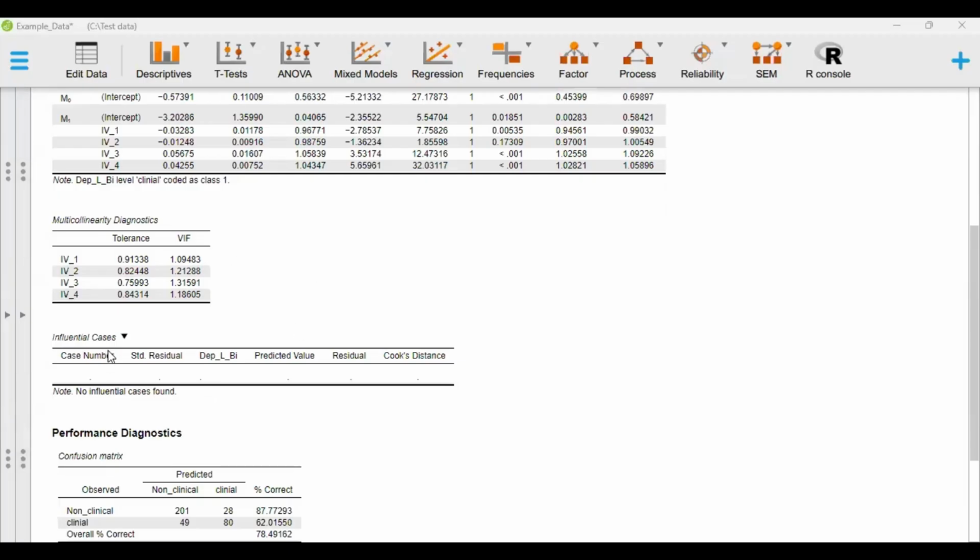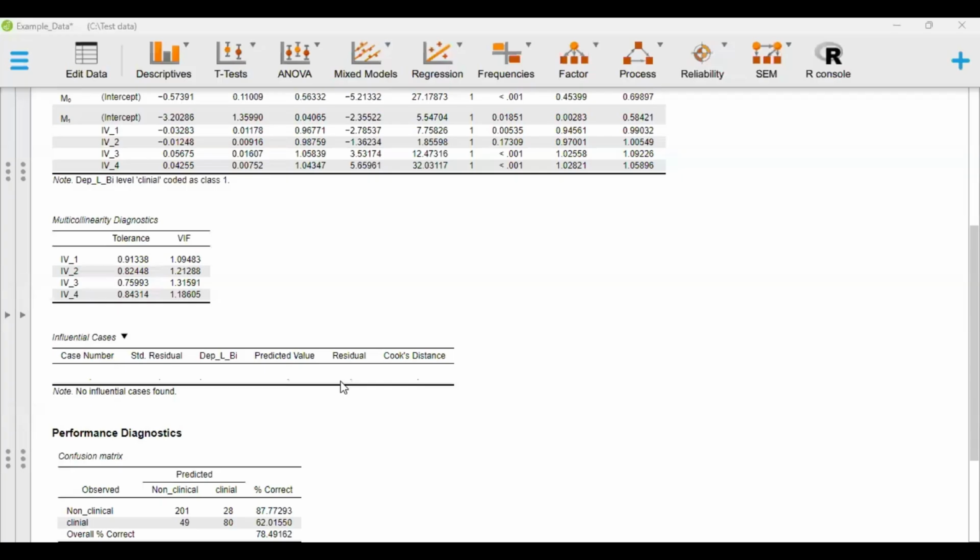The next one is influential outliers. This table would include only influential outliers based on the Cook's distance measure. If any participant has a Cook's distance value equal to or bigger than 1, they will be shown in this table. However, as long as this table is empty, there is no influential outlier for this specific model, and therefore you don't need to remove any participant just for being an outlier.